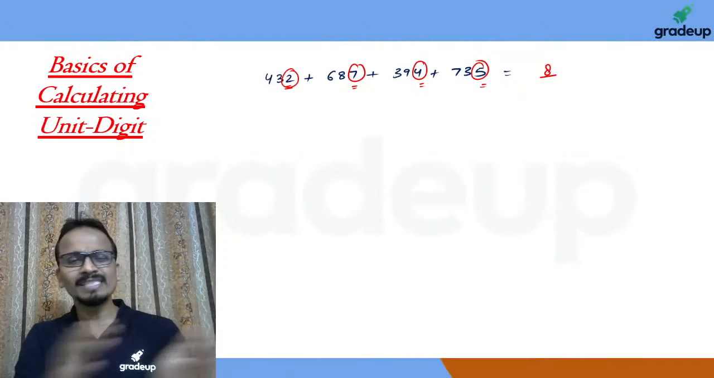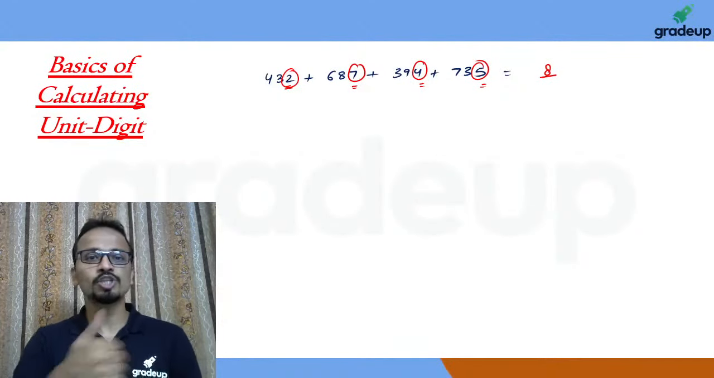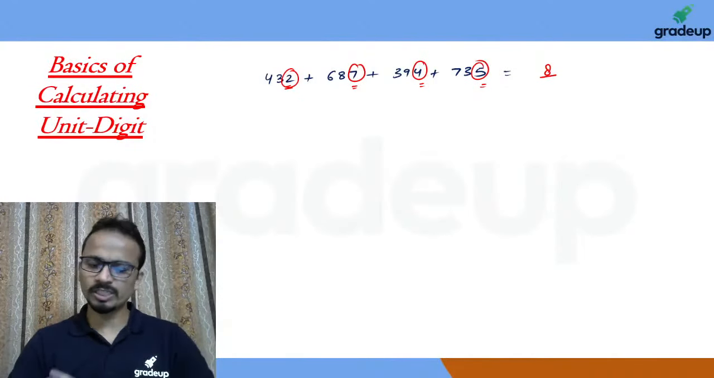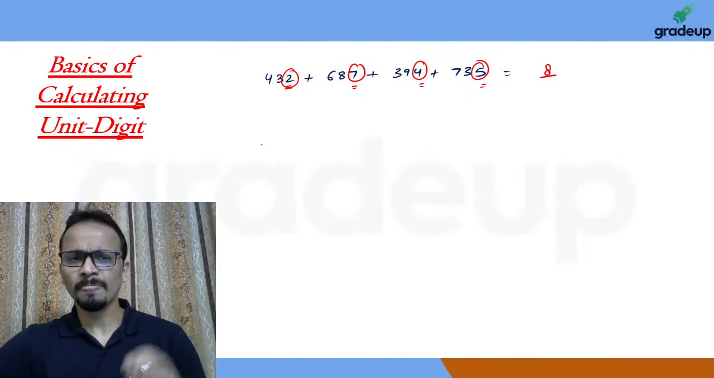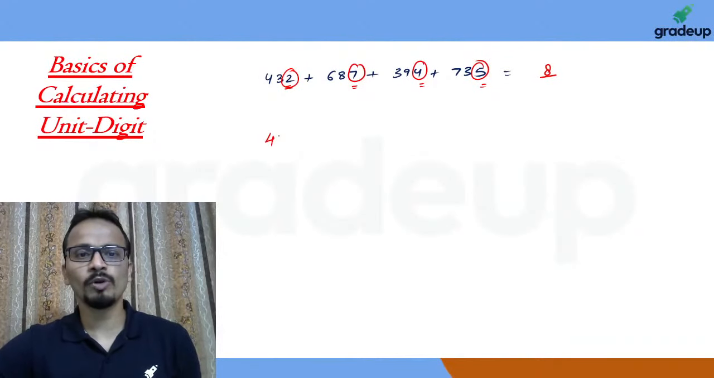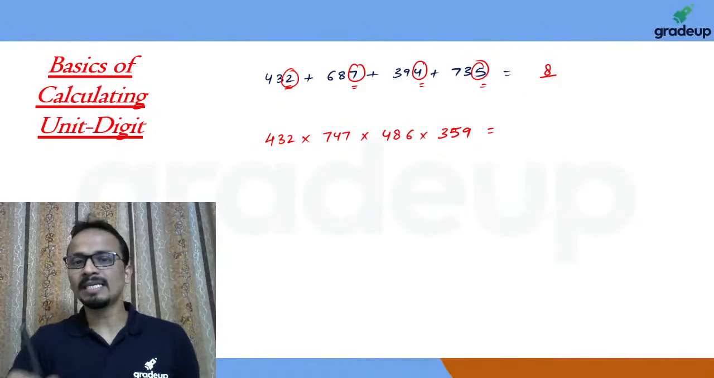So if I look at the addition of these simple numbers and I am calculating only the unit digits, I'll calculate the sum of all the unit digits and write my final answer. All right, so this is very simple. But let's say you have a multiplication of some numbers: 432 multiplied by 747 multiplied by 486 multiplied by 359. You'll have to multiply these numbers and write the unit digit of the result.